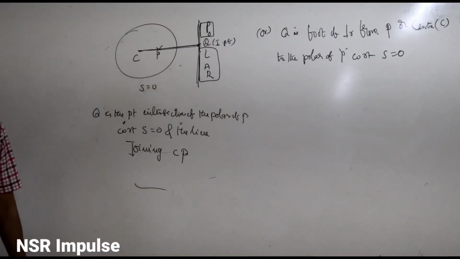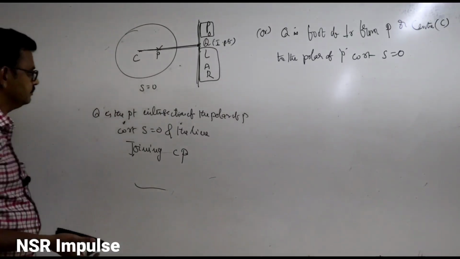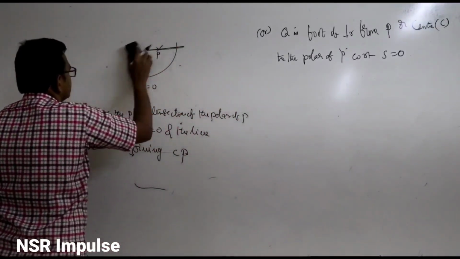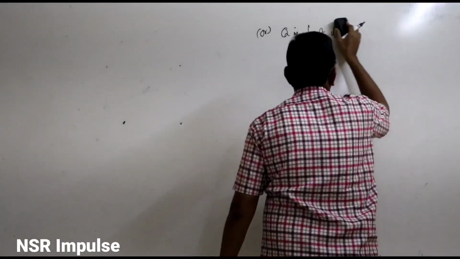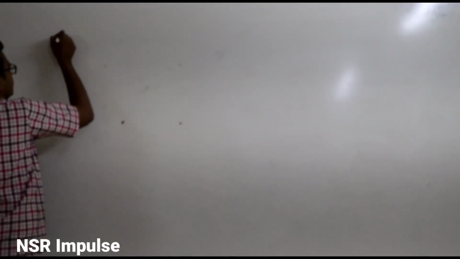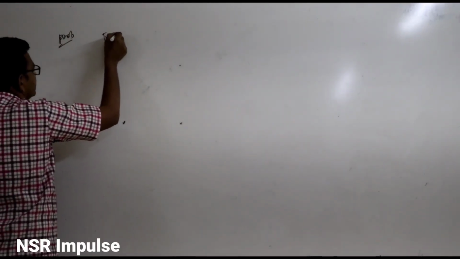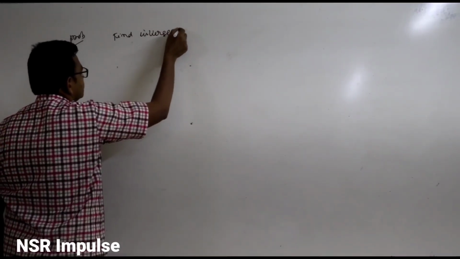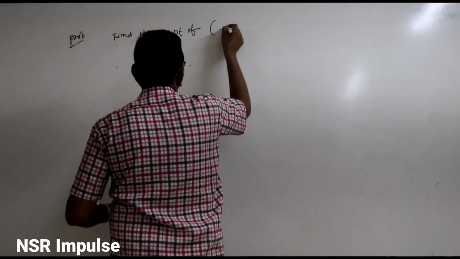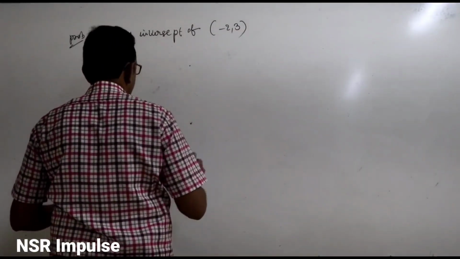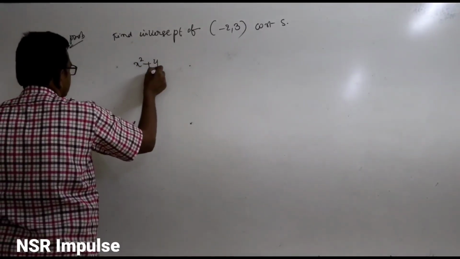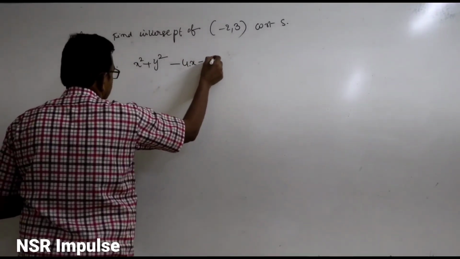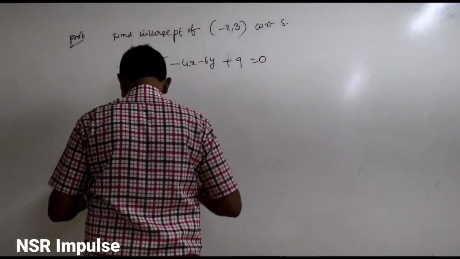Based on this, write one example problem. Find the inverse point of minus 2 comma 3 with respect to the circle x square plus y square minus 4x minus 6y plus 9 equal to 0.